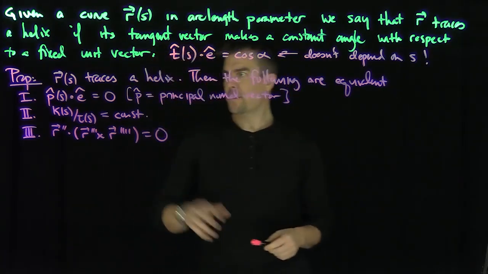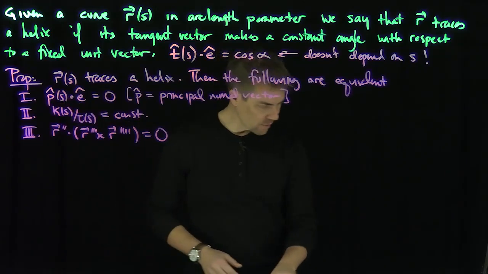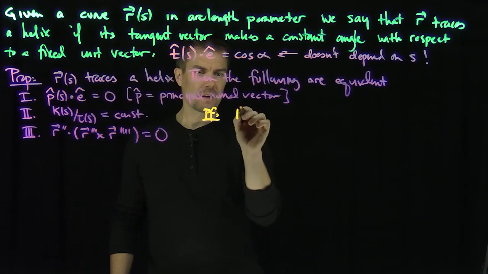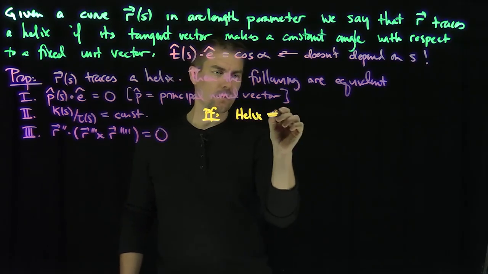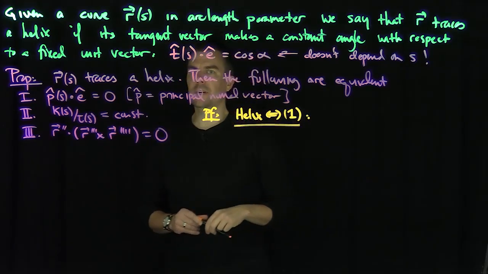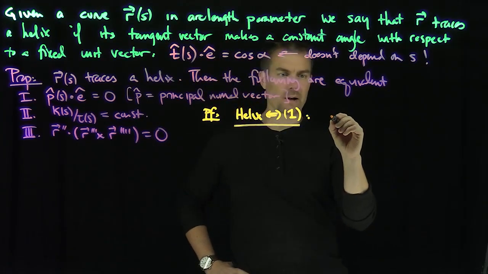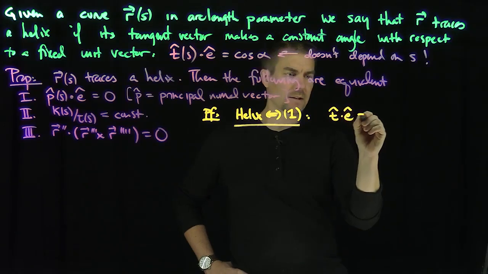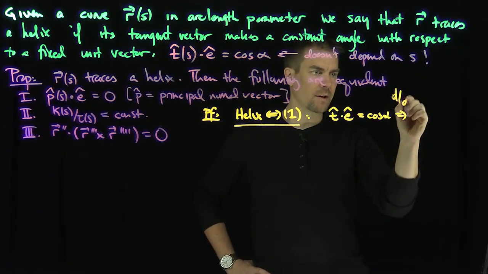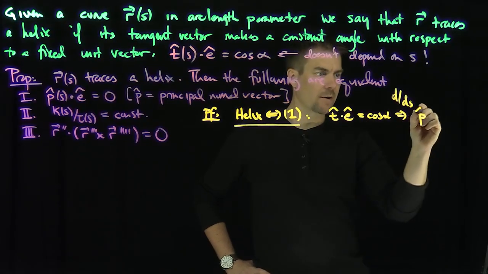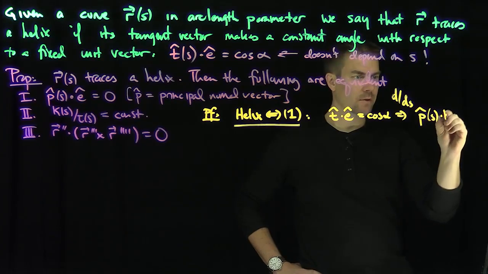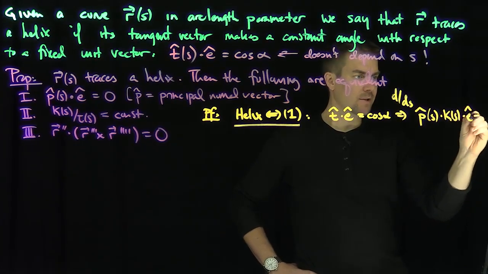So let's do it. Of course, being a helix equivalent to number 1 is relatively straightforward. So let's do helix is equivalent to 1. So here's the proof. If you're a helix, one direction's easy, right? If t hat dot e hat is a constant cosine of alpha, then if I differentiate, d by ds of this, the derivative of t is p hat times kappa, right? So p hat of s times kappa, the curvature of s, dot e hat is equal to 0.